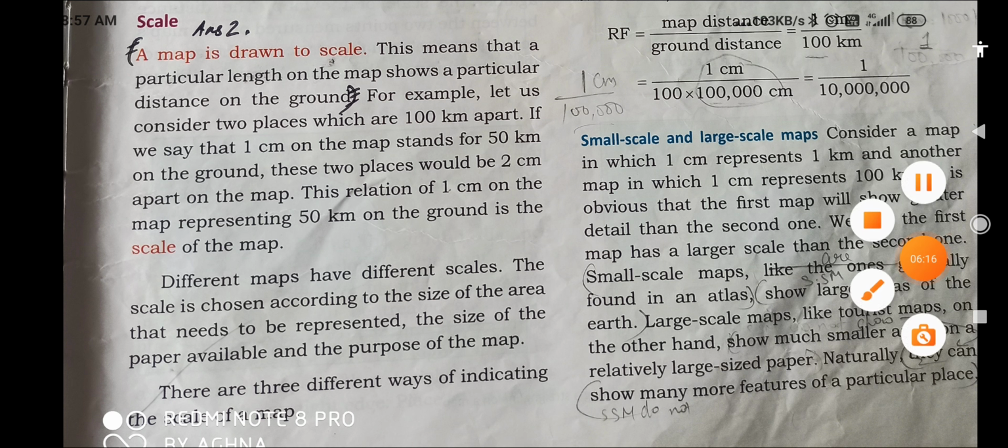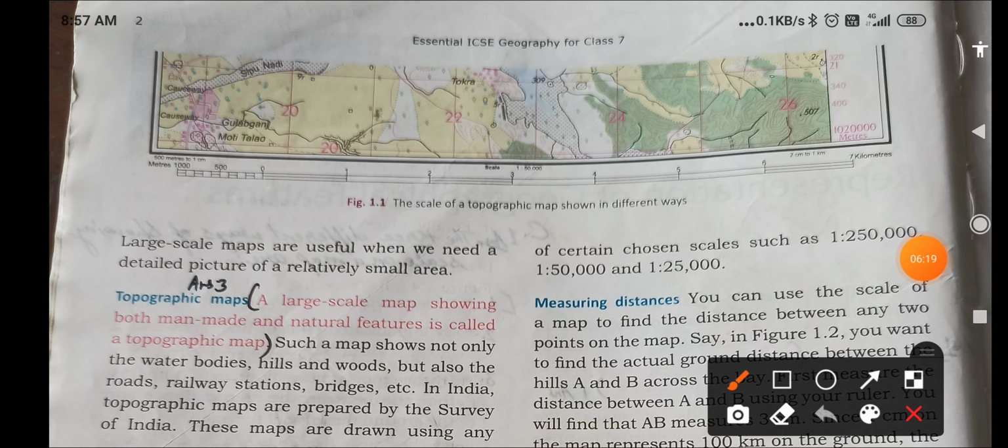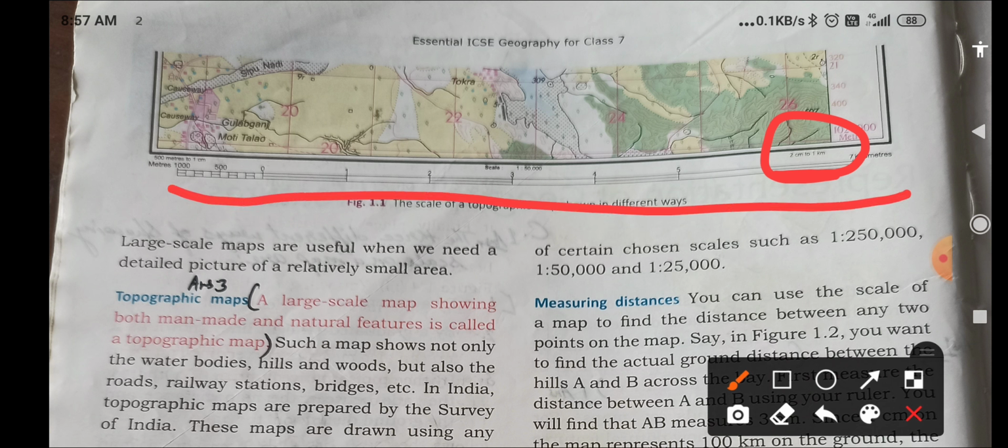Next is topographic map. You have discussed previously that there are three different ways of showing scale on a map. Here it is shown, this one is by a statement. Then this one, it is by a graduated straight line, known as linear scale, bar scale, or graphic scale. Then the last one is by RF. RF is this one, 1:50,000.